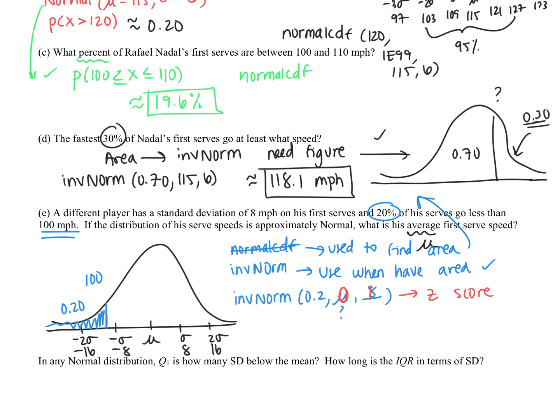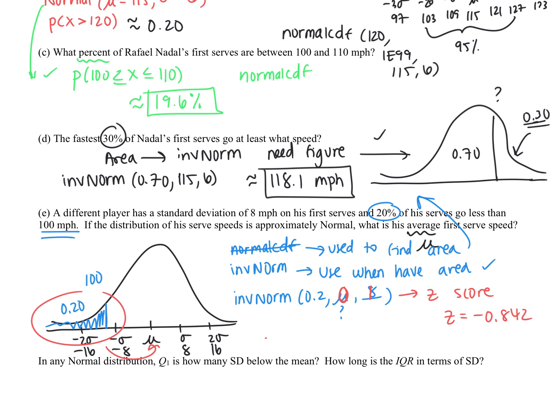Okay, so we're going to have to see, is that helpful? Well, if you do inverse norm of 0.2, 0, 1 on your calculator, you would get a z-score of negative 0.842, about. I've rounded it. Okay, so first of all, does it make sense that we would have a negative z-score? Yes. It does, because we're looking at an area less than the mean. So a negative z-score does make sense.